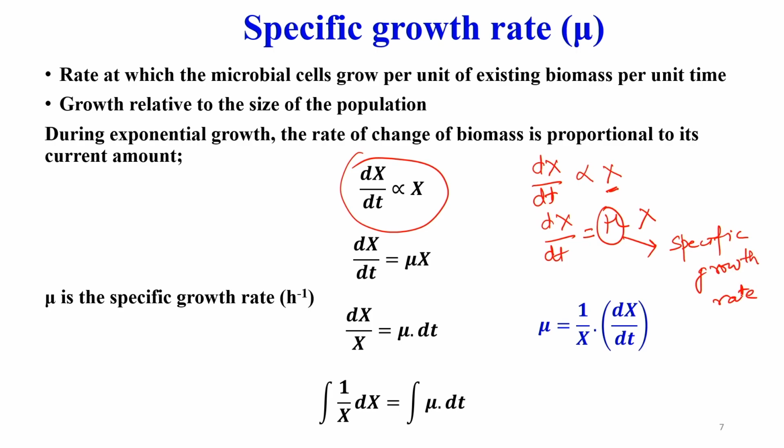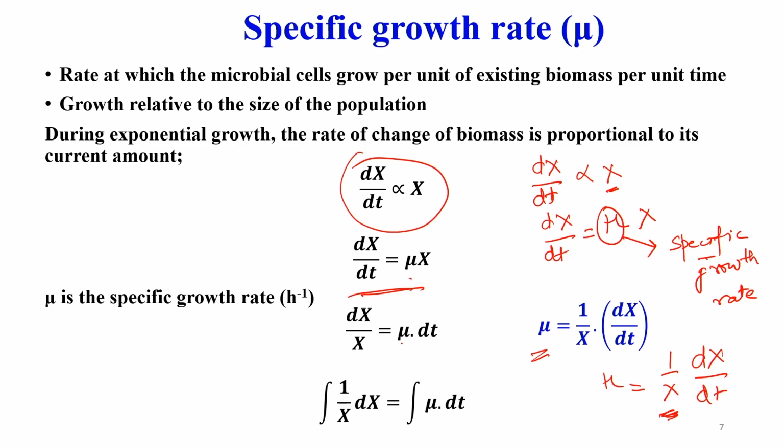We are saying specific because if you rewrite here, mu equals 1 upon x dx upon dt. It means growth of biomass per unit mass of biomass, that is the specific. Specific word means per unit mass. So, in this way the specific growth rate is defined. Now, we can go back again here, dx upon dt is mu x. You can quickly solve here to get the value of mu.